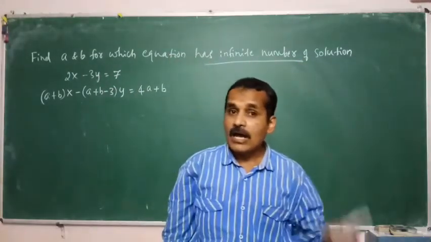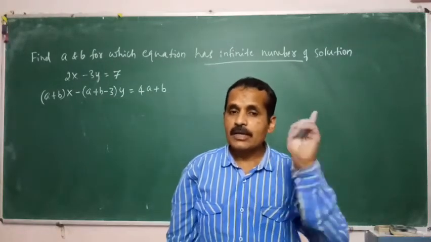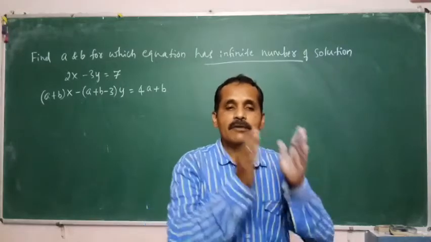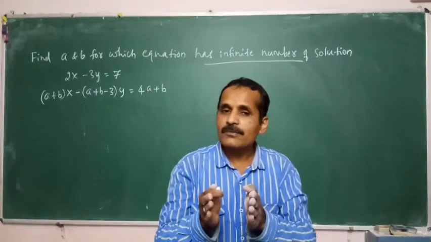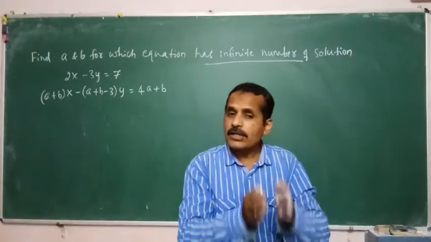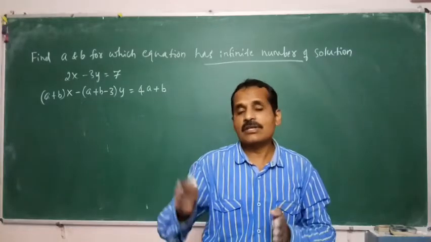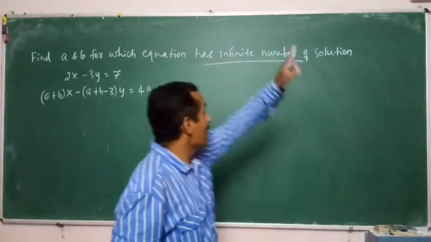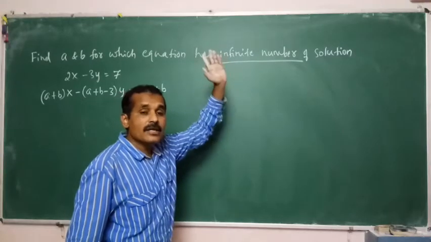Again, let me recall for you. I have given you three conditions. A1 by A2 equals B1 by B2 equals C1 by C2: the equation has infinite number of solutions. Graphically we can say lines are coinciding. A1 by A2 equals B1 by B2 not equal to C1 by C2: we can say the equation has no solution. Lines are parallel. It is also called inconsistent. A1 by A2 is not equal to B1 by B2: the equation has intersecting lines, or we can say it has a unique solution. These are the different conditions we have seen, and this problem belongs to that only. The condition is given: the equation has infinite number of solutions.